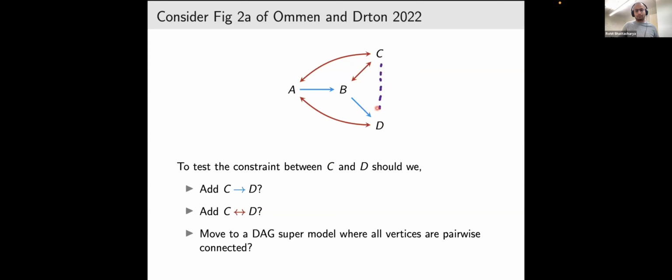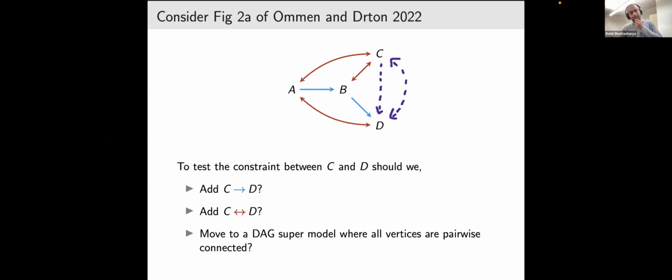You could think about adding the C to D edge, or you could think about adding a C bidirected D edge, or you could think about doing something completely different. You could just move to a DAG supermodel where all vertices are pairwise connected. That would also be a valid supermodel that doesn't have this constraint. It's just non-parametric, or it's just the saturated model, which imposes no constraints, right? So these each have their advantages and disadvantages.